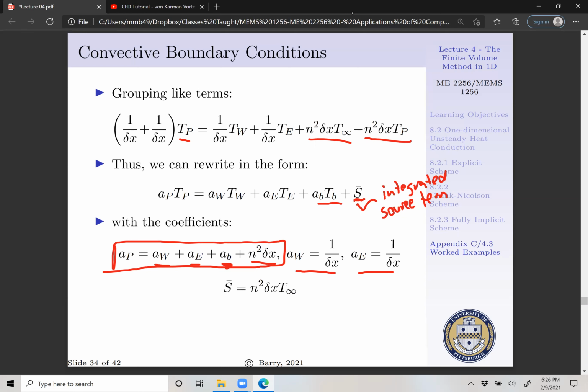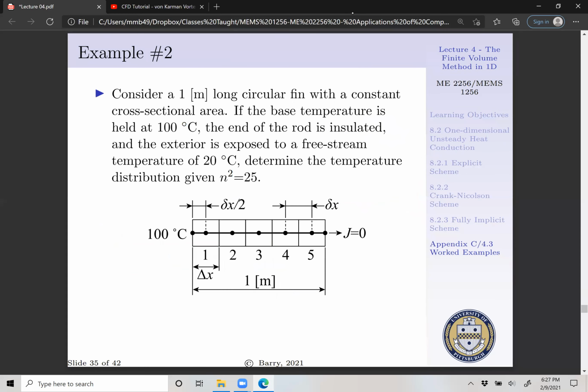So this coefficient is in part due to that convective boundary condition that's being applied uniformly along our domain. Additionally, our integrated source term has to pick up the remainder. S bar is equal to n squared delta x T infinite. So it's a slight modification to the setup of the equations we had, but nothing too radical. So let's see how we apply this. And these equations are going to make a reappearance.